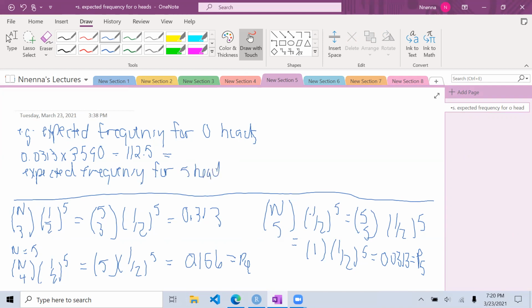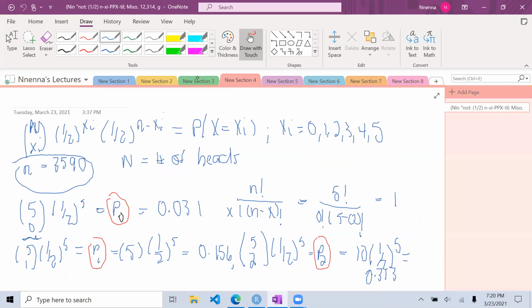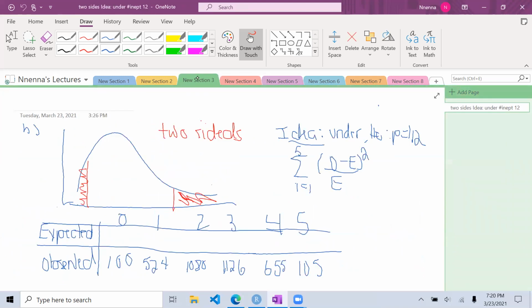And if you keep playing this game where you multiply all the expected probabilities, which I'm going to leave for you guys, you'll see that the expected counts for 4 heads and 1 head should be the same. And then in the middle, with 2 and 3, you should have the same expected counts. So what I end up getting basically is the following: when I fill it in, I get 112.5 for this and 112.5 for this.